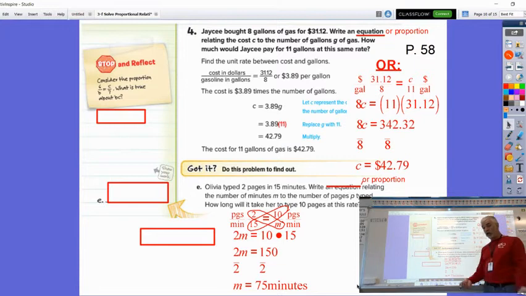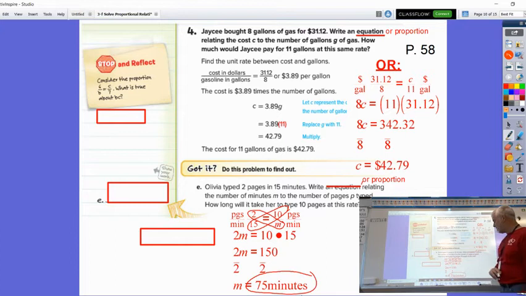Make sure in all these real world problems that you include a word in your answer. Word problems always have a word in the answer. Okay, so my answer for this one is Olivia should be able to type 10 pages in about 75 minutes.